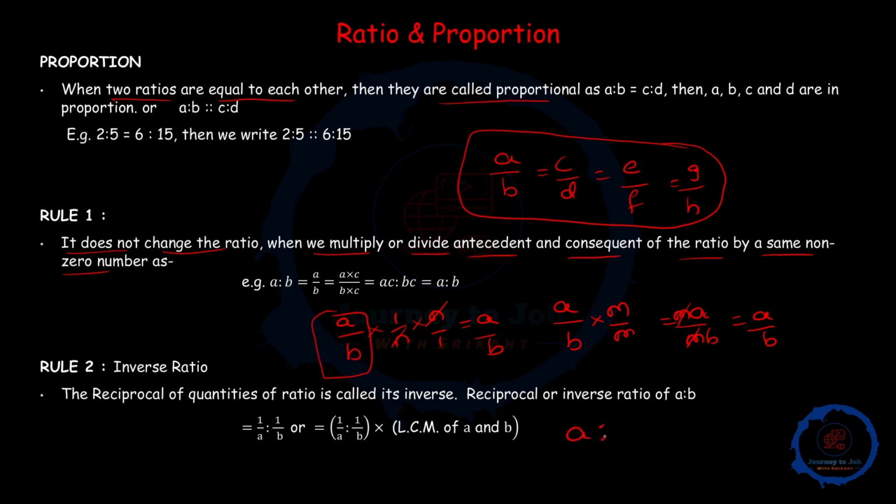See, suppose we have the ratio A is to B, and we have to find the inverse ratio, meaning 1 by A is to 1 by B. Simply inverse these two: 1 by A, 1 by B. That is the inverse or reciprocal ratio of A is to B. This is called the inverse ratio of A, B, or the reciprocal ratio of A, B.